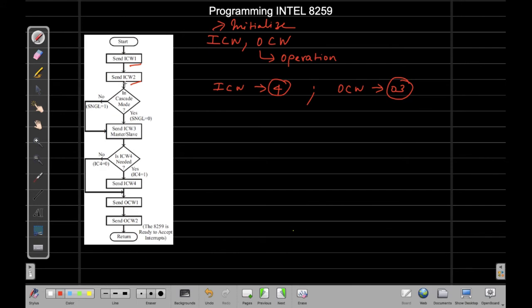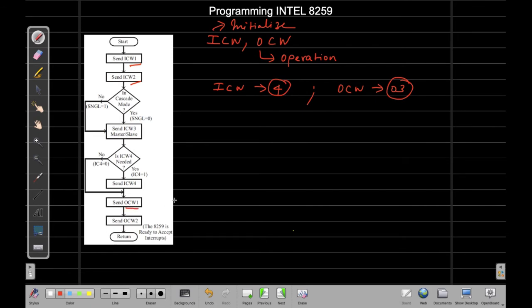ICW3 and ICW4 are optional. ICW3 will come into the picture only if we are configuring the system in master-slave mode. If that mode is not enabled, then ICW3 is not required. ICW4 will be transmitted from the processor only if there is a need. We will try to understand what that need is when I disclose the format of ICW4. Once the ICW control words are transmitted from the 8085 microprocessor to 8259, the next process which will begin is sending the OCWs.